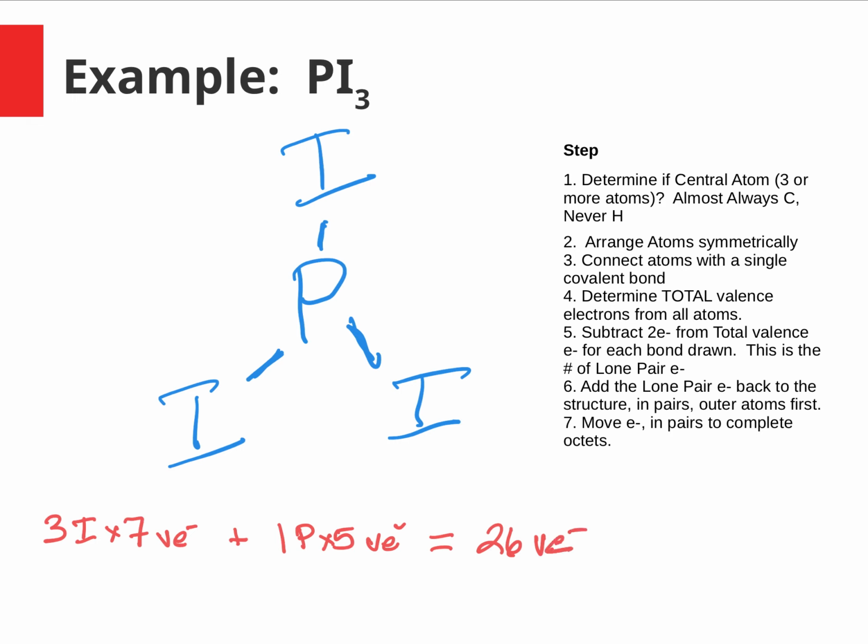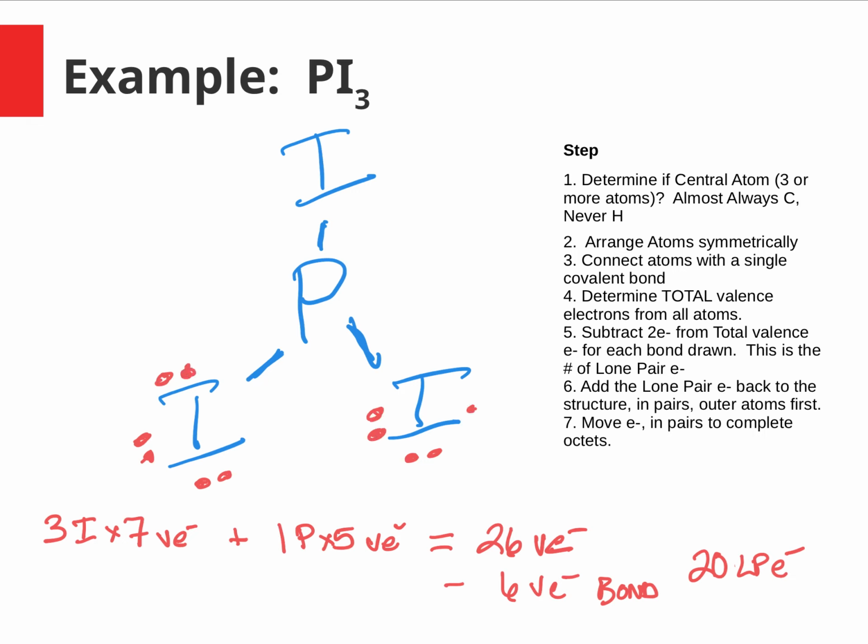Now, how many bonds did we make? We're going to subtract 6 valence electrons for the bonds. And so we have 20 electrons, or excuse me, not valence electrons, lone pair electrons that we have to add back on. So we can add up to 6 on all the outer atoms. Let's do that. We add 1 here, 2 here. I kind of always go around.